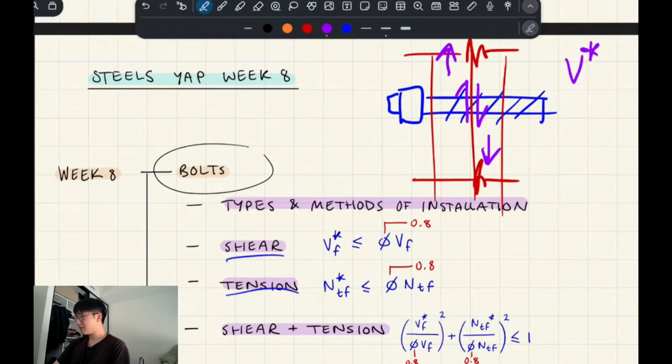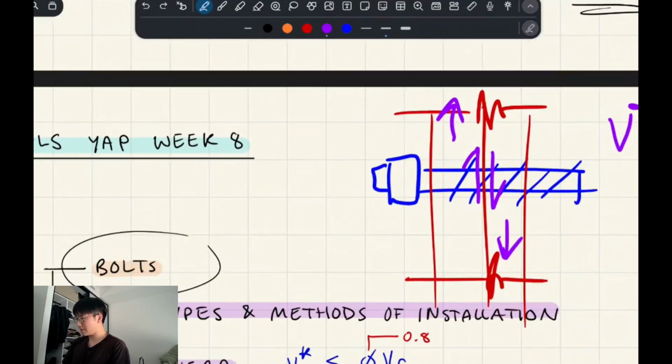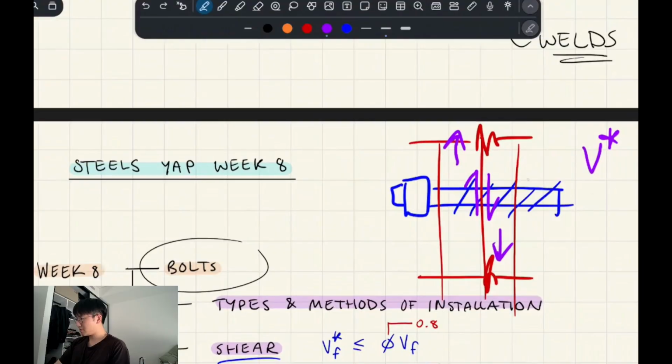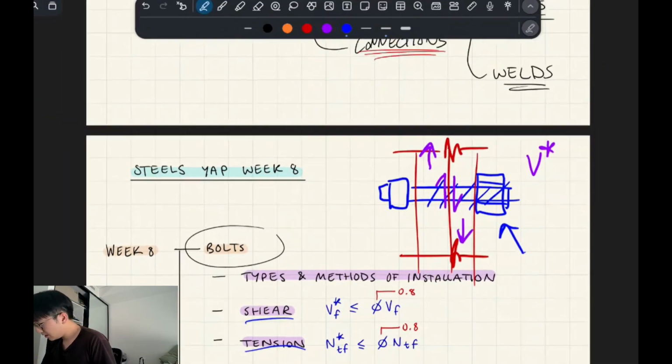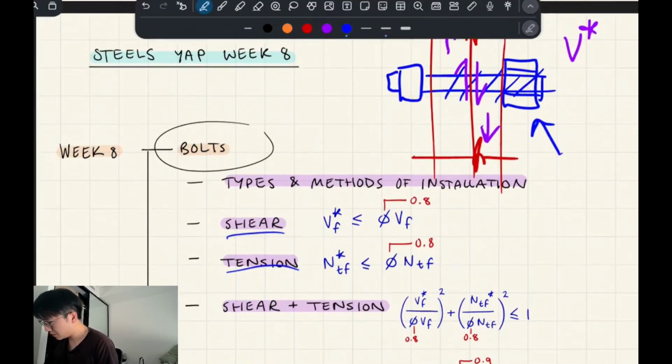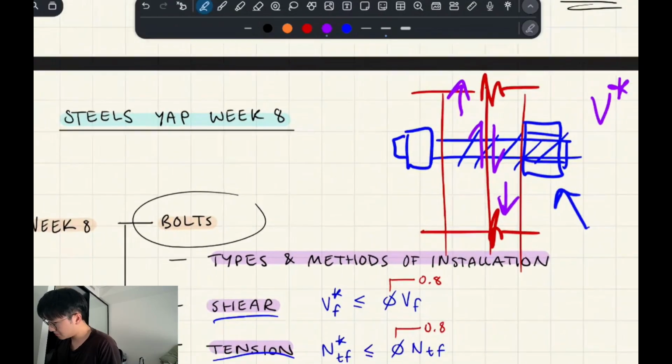In terms of what everything's called, you've got the threads, you've got the shank, and then usually you cap it off with a nut. This is what you would use a wrench or something like that to tighten these bolts, and you tighten the nut part of it. I'll talk about that a bit more later. So that's a shear connection.